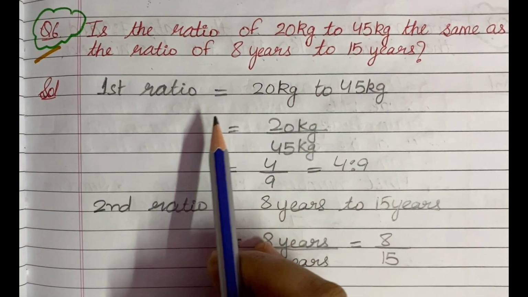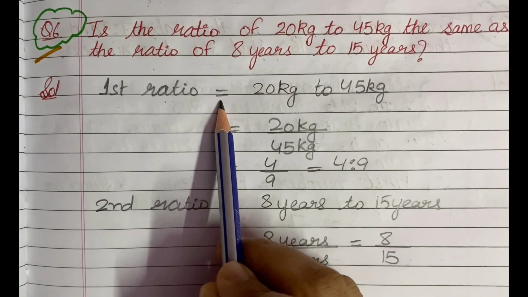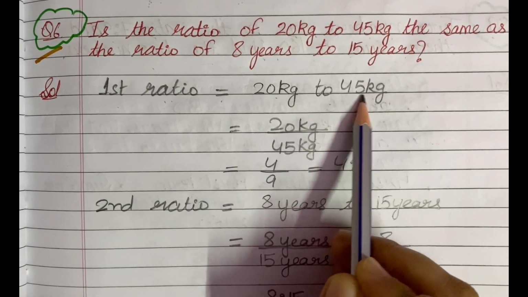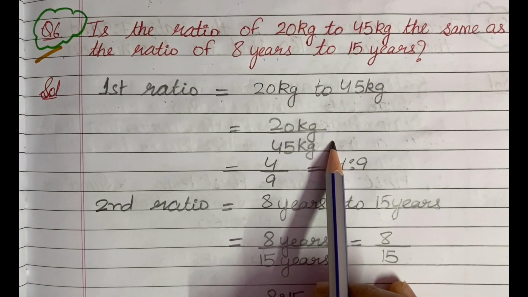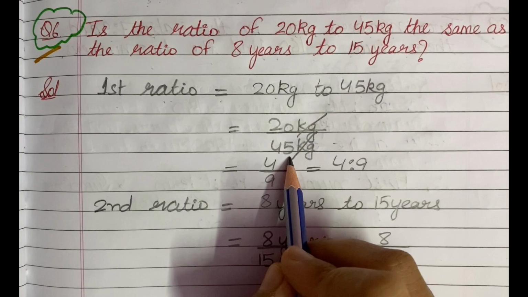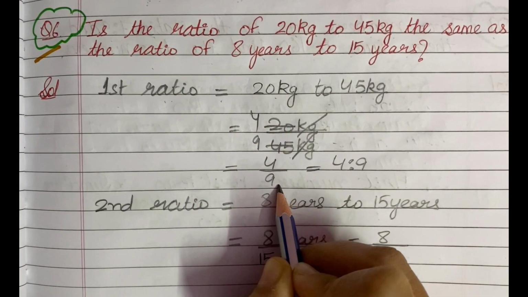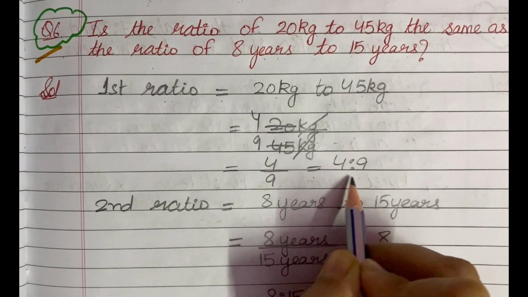Now students, here in the solution we will write down the first ratio, and the first ratio is equal to 20 kg to 45 kg. Now write it as a fraction. The kg will be cancelled out, and 20 and 45 will also be cancelled out. 5 4s are 20, 5 9s are 45. We will get 4 by 9, and that is equal to 4 is to 9.